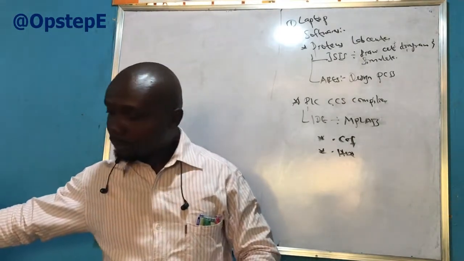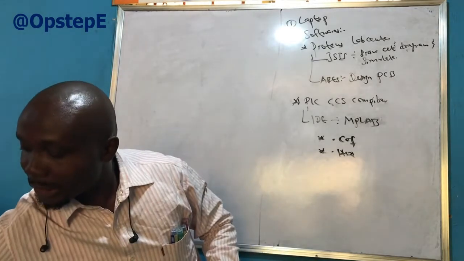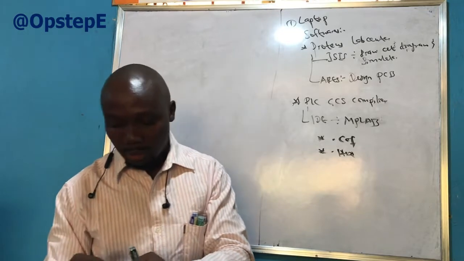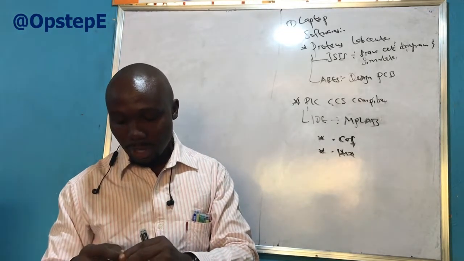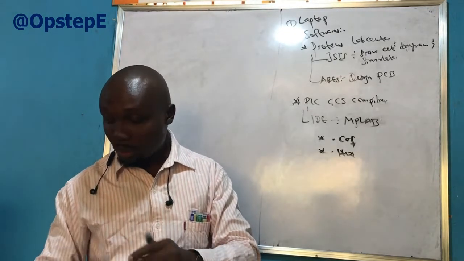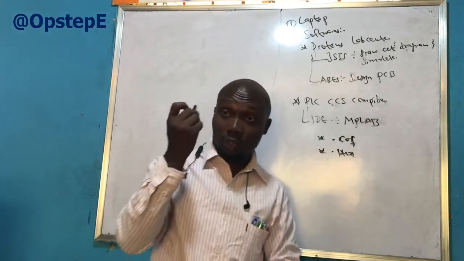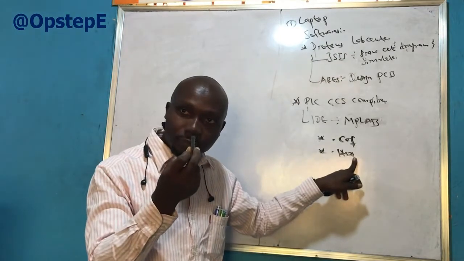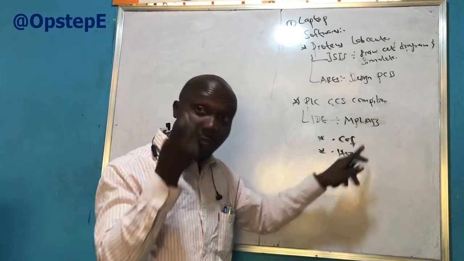When the program is to be burnt into the microcontroller, like when I'm having here, like this is to be burnt into this microcontroller, what you burn into the microcontroller will be the HEX file, not the COF file, the HEX file.